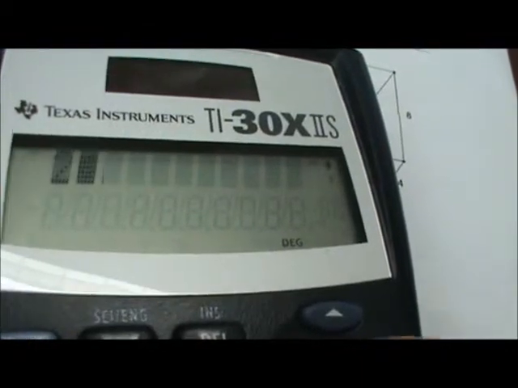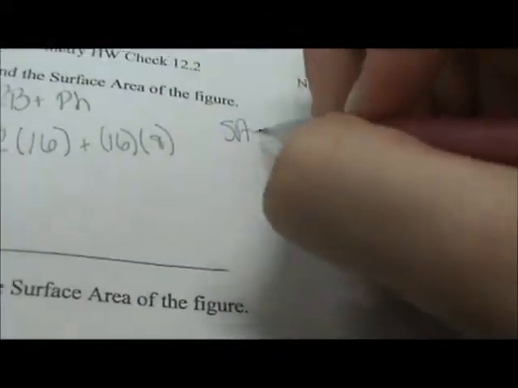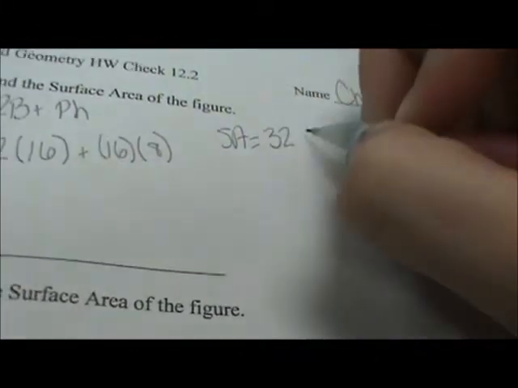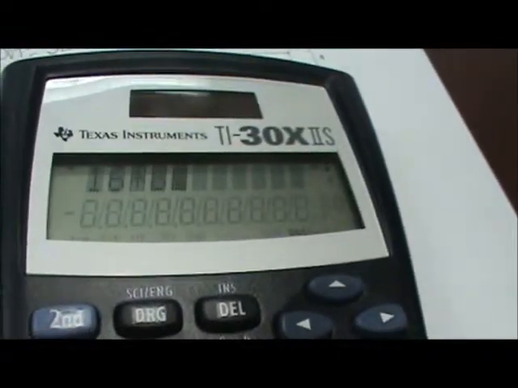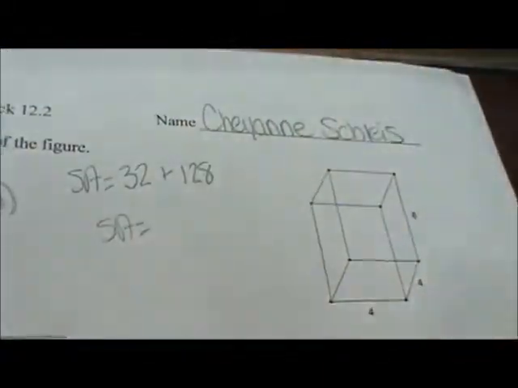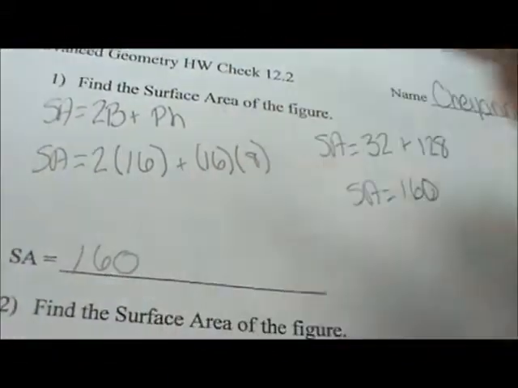So when you put that all into your calculator, you get 16 times 2, which is 32. So you have your surface area is equal to 32 plus 16 times 8, which is going to be 128. And when you add 128 and 32, you get 160. So your surface area is equal to 160.